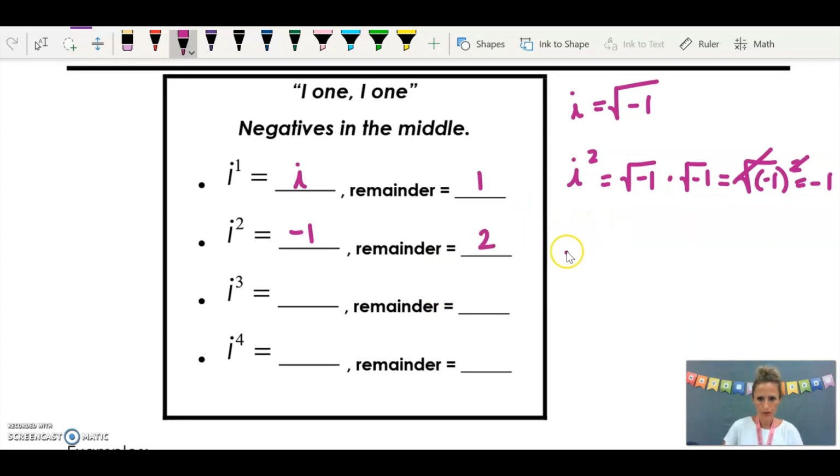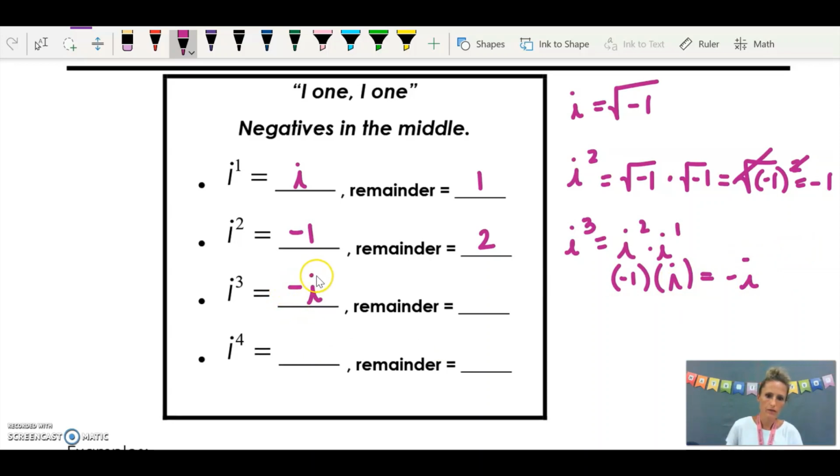Now i to the third, if I expand that, I could simplify that to be i squared times i to the first, right? Because 2 plus 1 is 3. Well, I know the value of i squared is -1, and I know the value of i to the first is i. So -1 times i is -i. So i to the third simplifies to be -i. And we'll have -i anytime our remainder is 3. And I'm referring to these remainders, but I haven't really explained where they come from yet, so we'll get to that in just a minute.